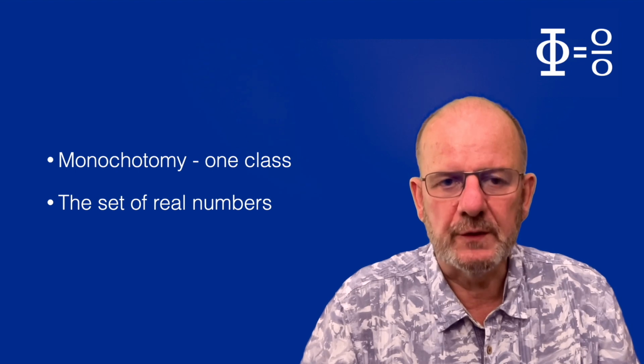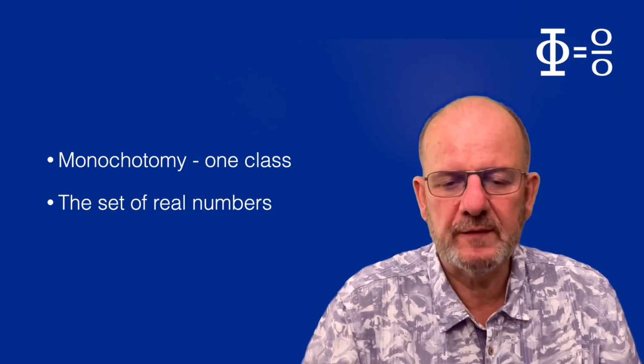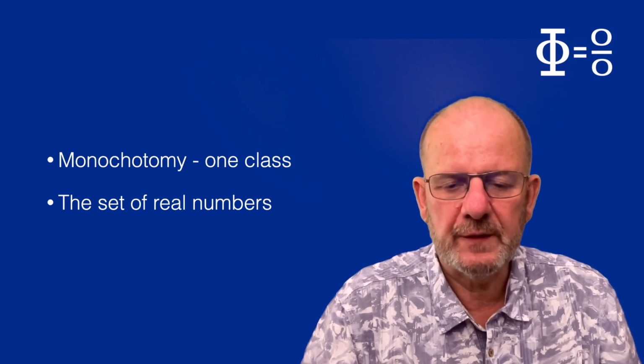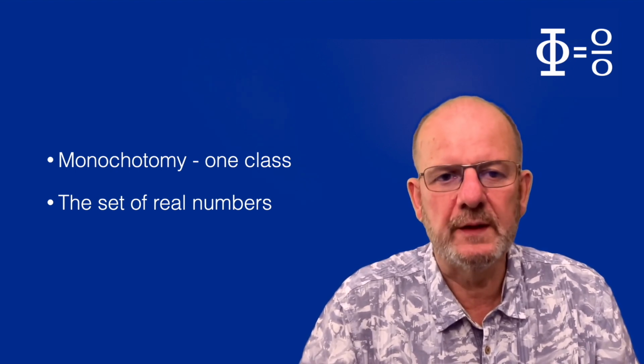Let's start with a monochotomy, one class. For example, the set of real numbers. It's one thing, a set full of things that are all of the same kind, real numbers.